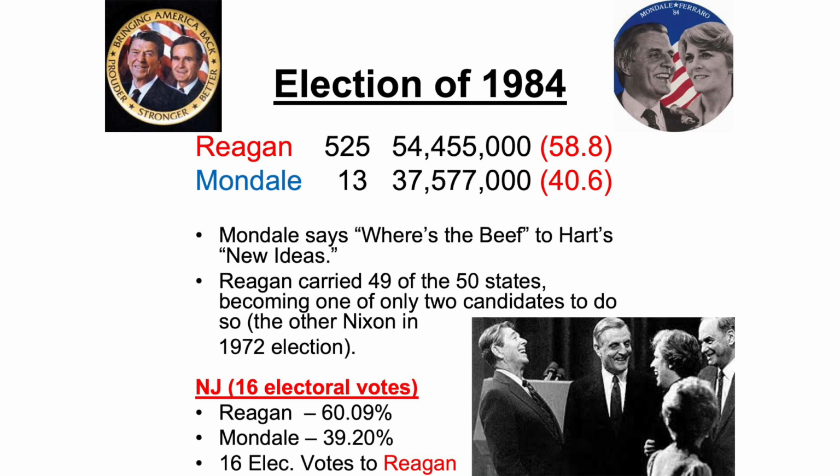Mondale had the whole "where's the beef" thing, and then Hart's new ideas. Hart was this youthful candidate that was coming up. But of course, during the campaign, he gets nailed for having the affair with Donna Rice, and his candidacy sinks very rapidly. Reagan carried 49 of 50 states. I mean, this is significant. This is kind of like a Roosevelt kind of election. This was a referendum again on some of his policies that were a big change from what had been there before.